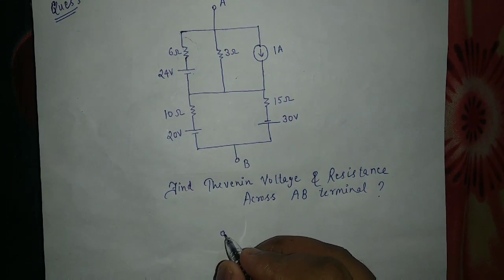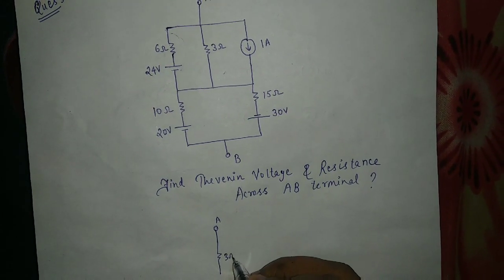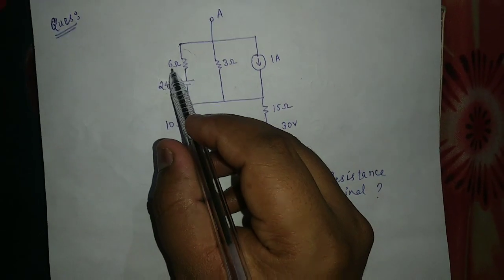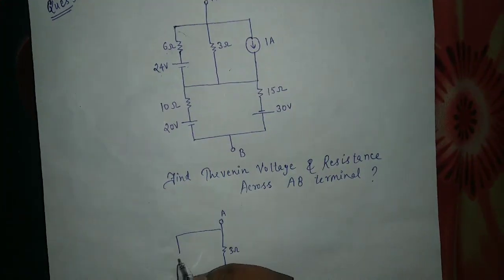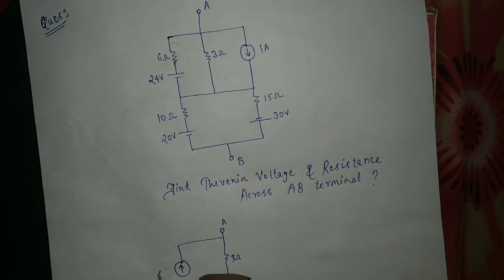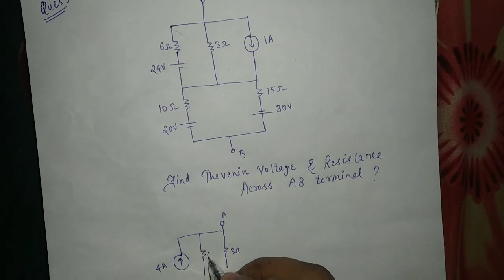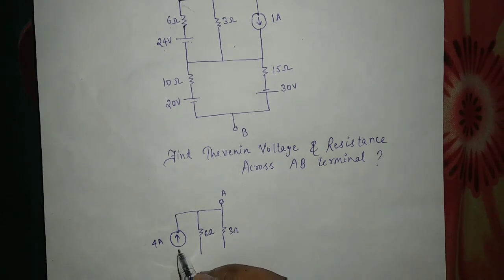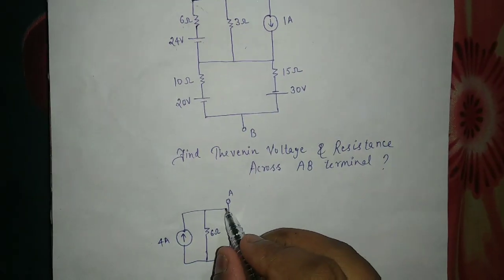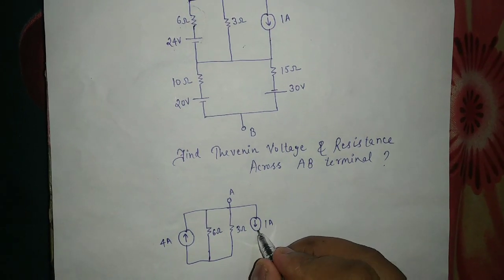So this is a 3 ohm resistance. So 24 by 6 is 4. So 4 ampere in upward direction current. 4 ampere in parallel with 6 ohm resistance, and here 1 ampere in downward direction.